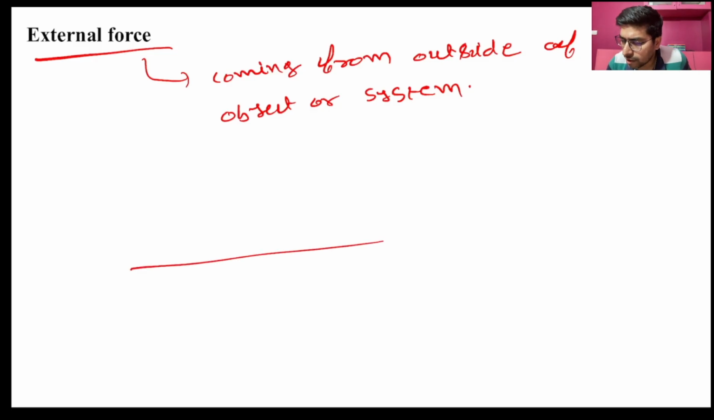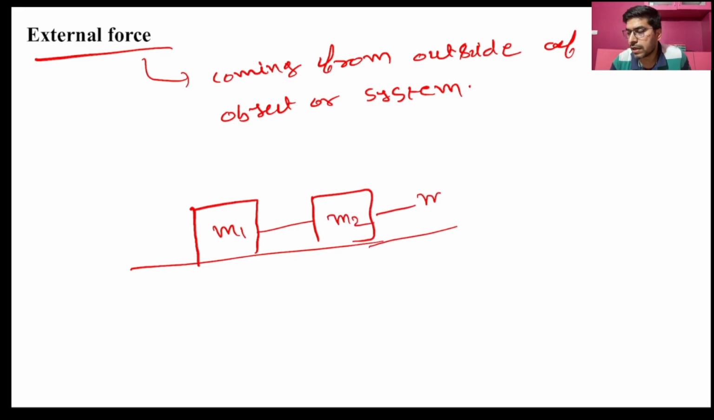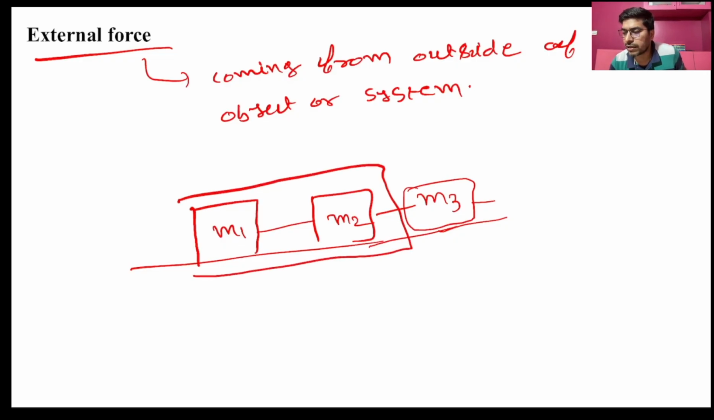Now, one more thing: you can choose the system according to your convenience. Suppose we have mass m1, mass m2, mass m3, like this. It's your wish which one you want to consider as one system. Only mass 1 you can consider as one system, or a combination of mass 1 and 2 as one system. It depends on your choice and your ease of solving the question. How we can choose the system, we will discuss while solving numericals based on Newton's second law. As of now, you just have to understand that you can choose the system according to your convenience.